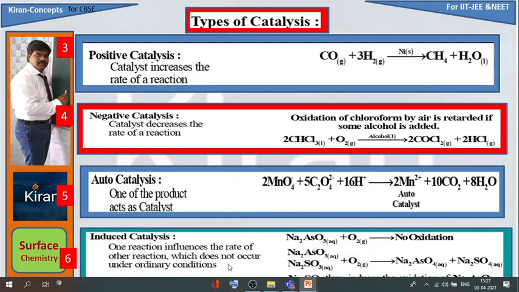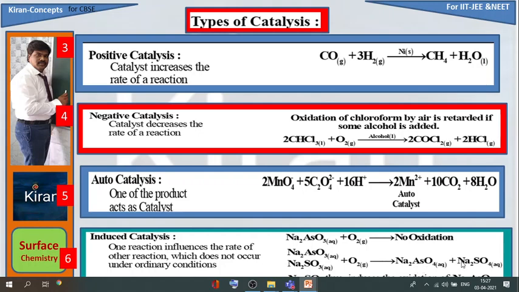Induced catalysis. Induced catalysis means one reaction influences the rate of another reaction which does not occur under ordinary conditions. So after completion of one chemical reaction, that chemical reaction again undergoes, it is a continuous reaction. For example, here Na3AsO3 aqueous when reacts with oxygen, there is no reaction, no oxidation. But when the same reactant reacts with oxygen plus Na2SO3, you will get Na3AsO4 plus Na2SO4.